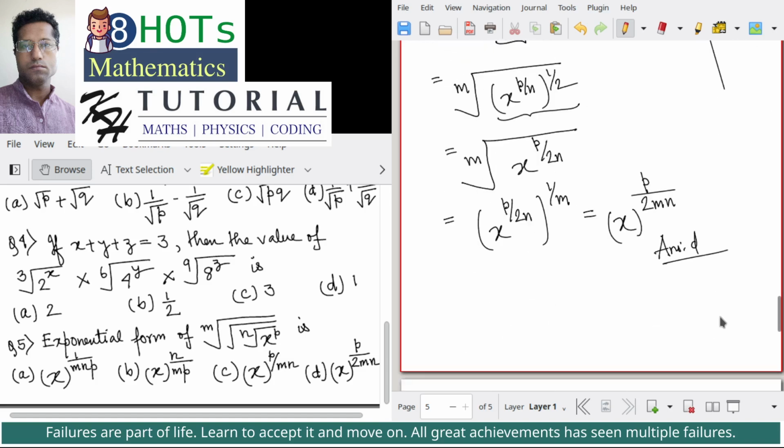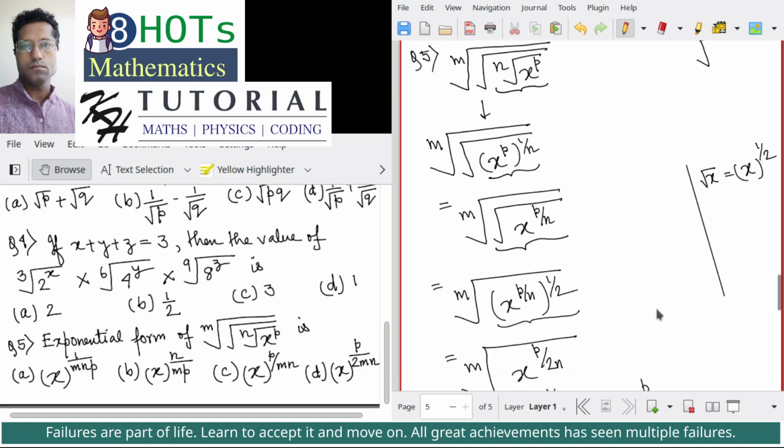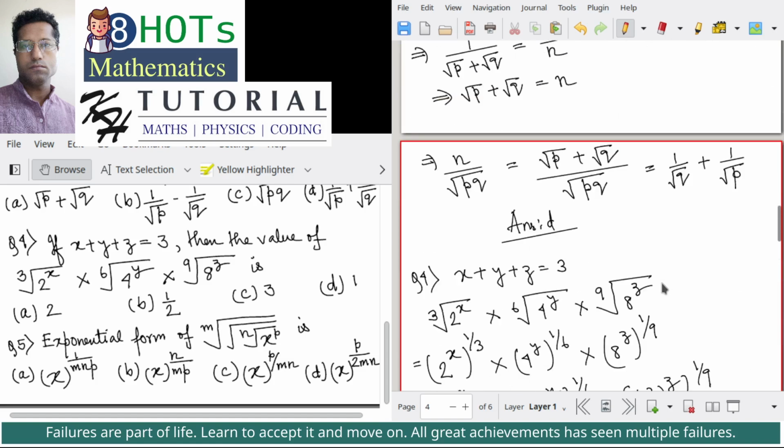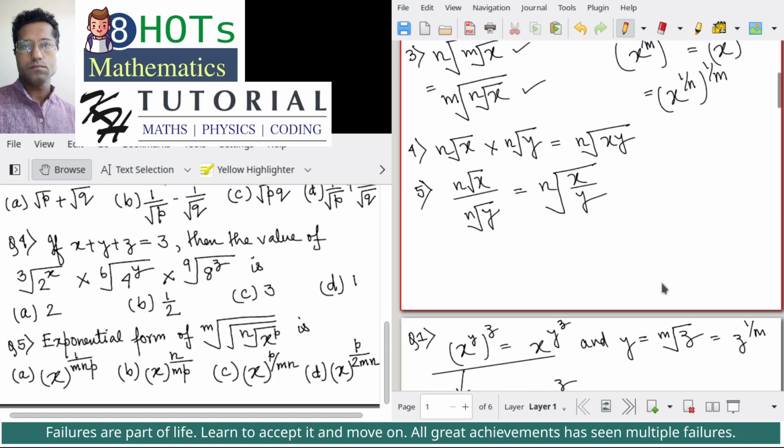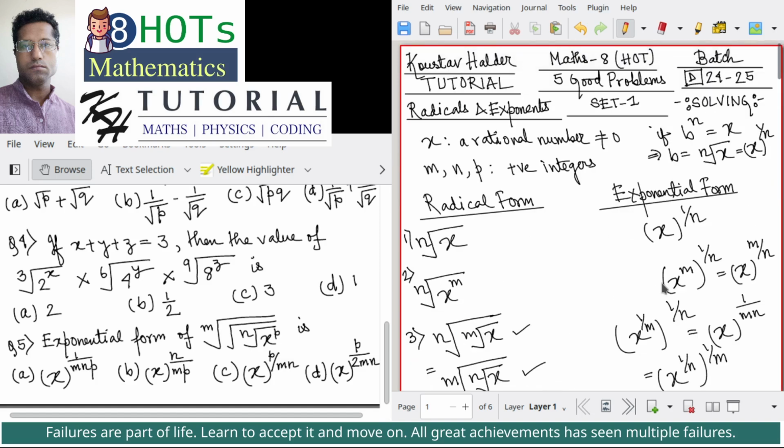So this brings to an end solving 5 good problems on the concepts of radicals and exponents, that is expressing a number in exponential form into radical form, and vice versa. If possible, I will make more sets of 5 good problems on the same topic of radicals and exponents, because this is a very crucial thing to understand in solving problems on exponents. I hope this video will be beneficial to you in understanding the concepts of radicals and exponents and how I am applying the concepts to solve some good problems.